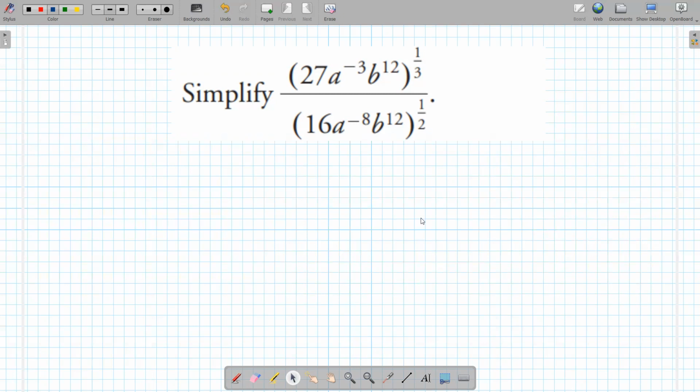It's a cube root of 27. So what you do is you just cube root everything in the numerator. Cube root of 27 is a 3. What's the cube root of a to the -3? Is it a to the -1? It is. What's the cube root of b12?